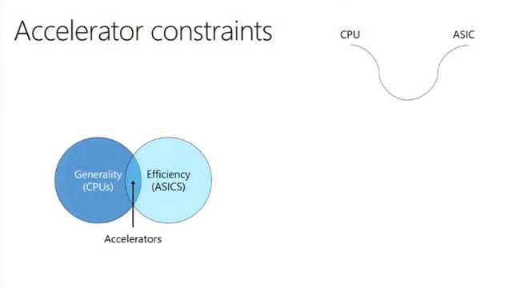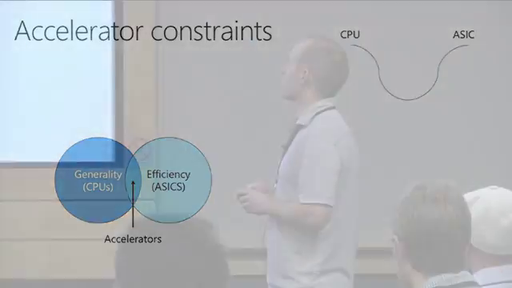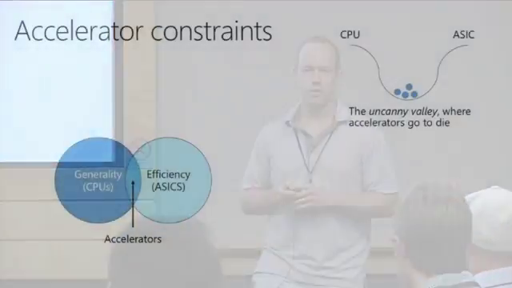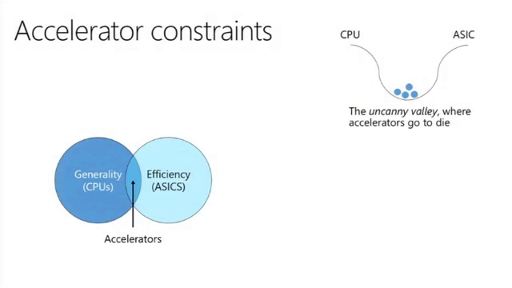And especially in the mobile space and the client space, there's something between the CPUs and the ASICs that I call the uncanny valley of death for accelerators. This is a play on the HCI concept of the uncanny valley, where things look almost lifelike but not close enough, and they're really profoundly uncomfortable. If it's a cartoon, it's fine. If it's almost human but a little bit off in the eyes, it's really creepy.